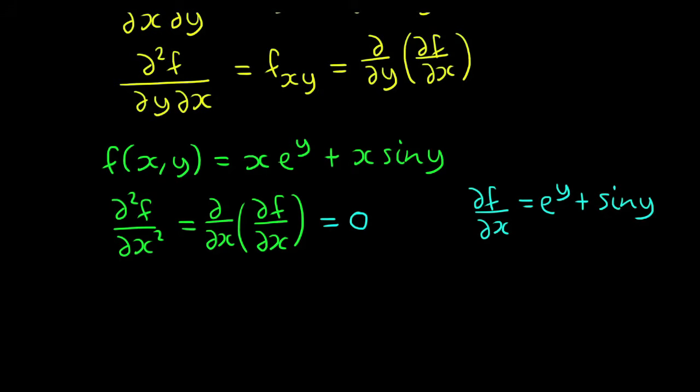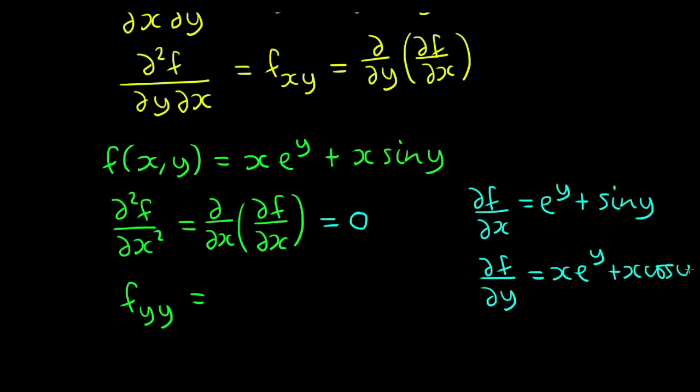And similarly, to obtain a second partial derivative with respect to y, which we'll write in shorthand notation, we first differentiate f with respect to y. So we hold x constant and we get x e to the y, and here we have x being constant, times cosine y. And differentiating again with respect to y, we get x e to the y minus x sine y.